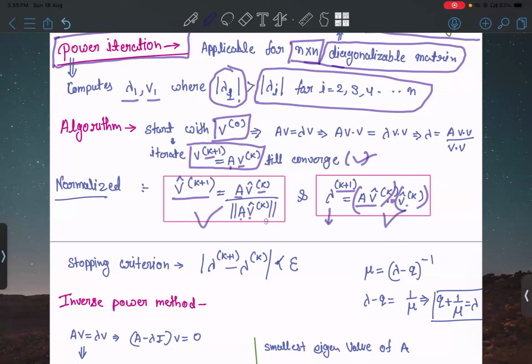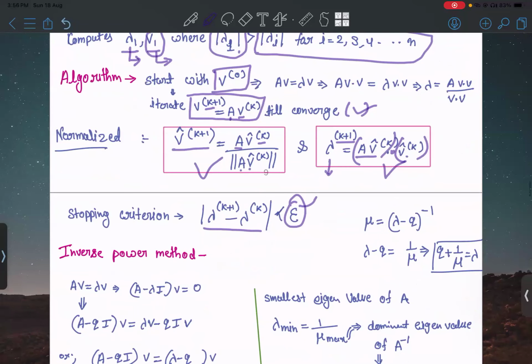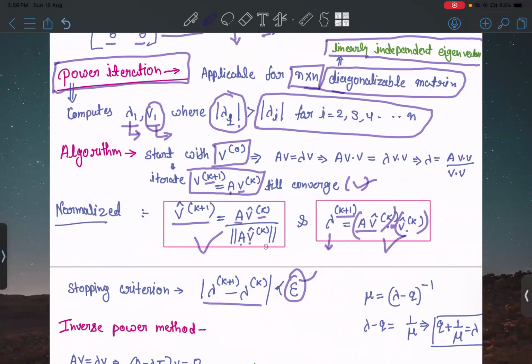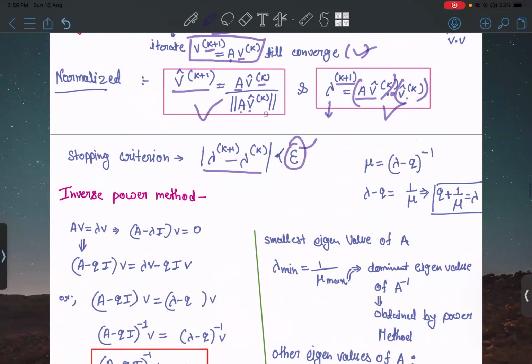Power iteration will lead to the dominant eigenvalue and the corresponding eigenvector. Then I will put some stopping criteria: if lambda at the k plus 1th iteration minus lambda at the kth iteration is less than some user defined small value, that will be my stopping criteria and my program will stop there. So by using power iteration, I can find the dominant eigenvalue. But what about the other eigenvalues?